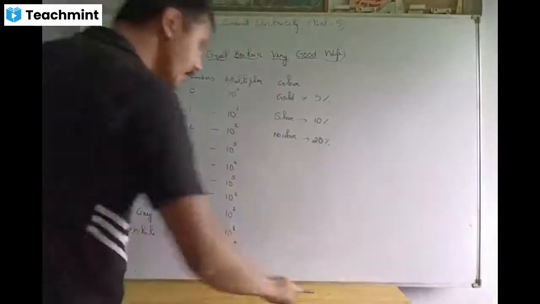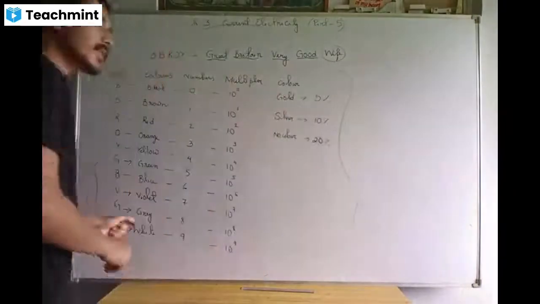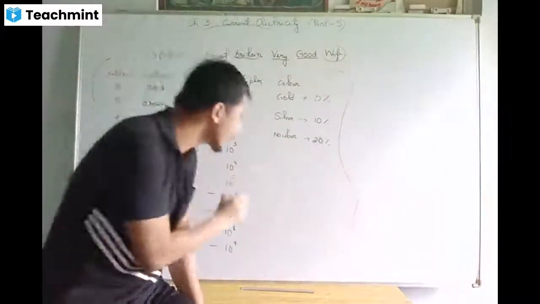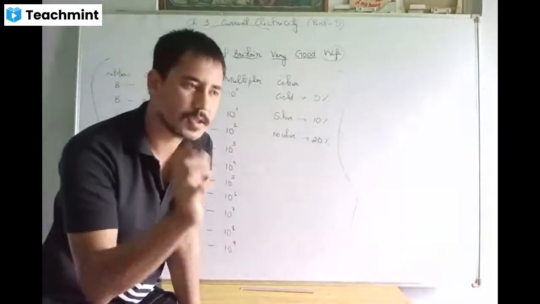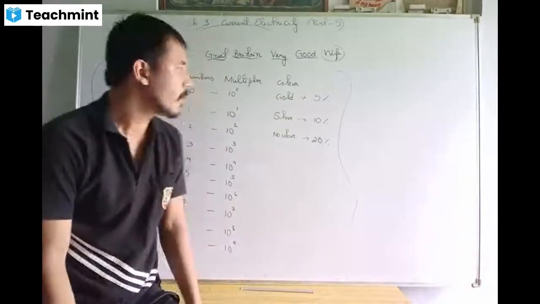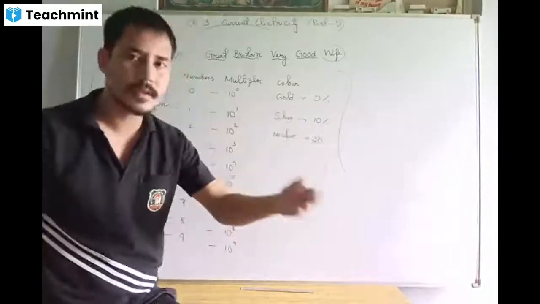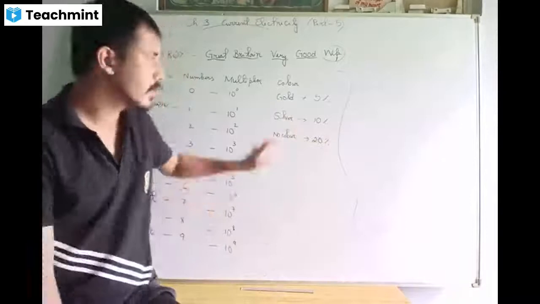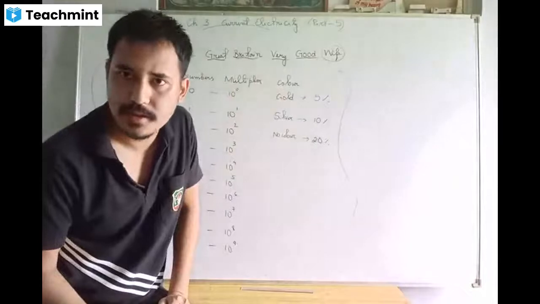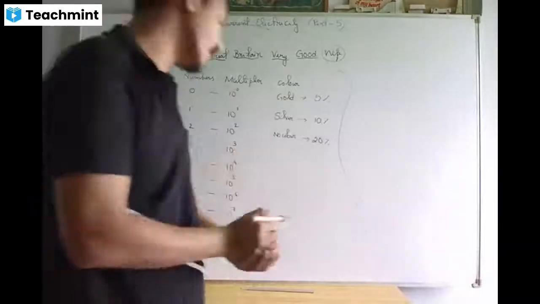Okay. Using this concept and this information, we will draw different types of carbon resistors with different color codes. With the help of this table, let us determine the resistance, the tolerance, the magnitude of the given resistors. All right? This is applicable only for carbon resistors, not for alloy resistors. Alloy resistors do not follow this rule. Only for carbon resistors.